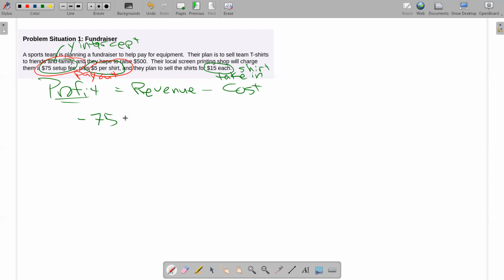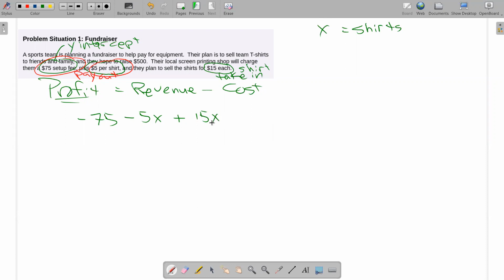And then for every shirt I make, that's another loss of $5 per shirt. And let's say I'm going to just call the shirts X for now. So X is shirts. And I'm going to double check. They sometimes might want to use a different variable. Right, so starting off, I have to pay out $75, and then I have to pay out $5 per shirt. But then I gain $15 per shirt, right, for X shirts.